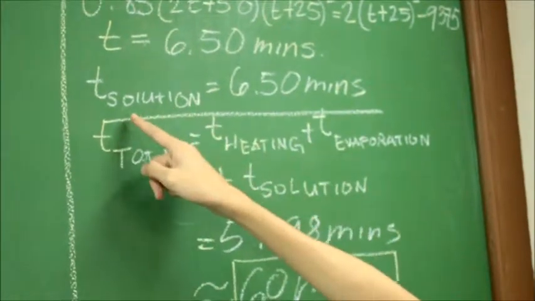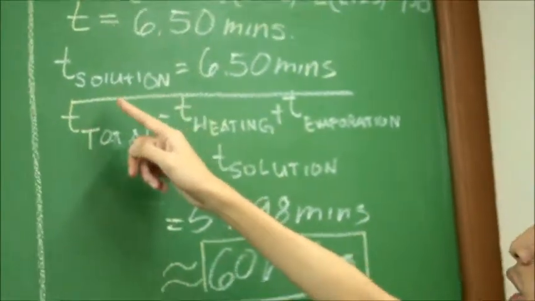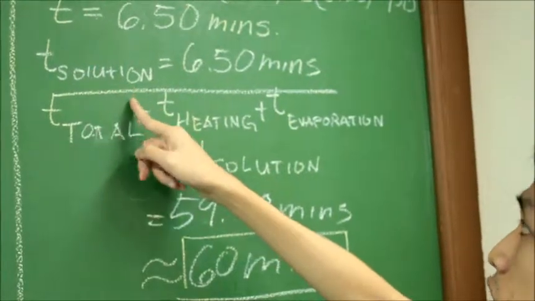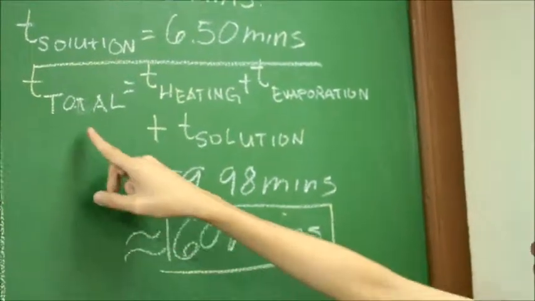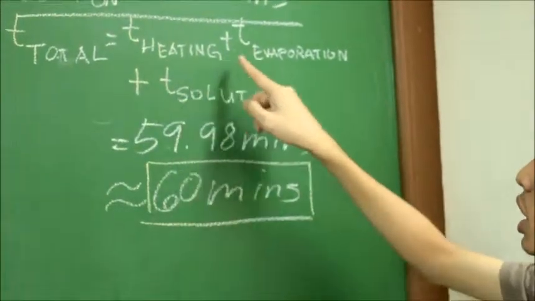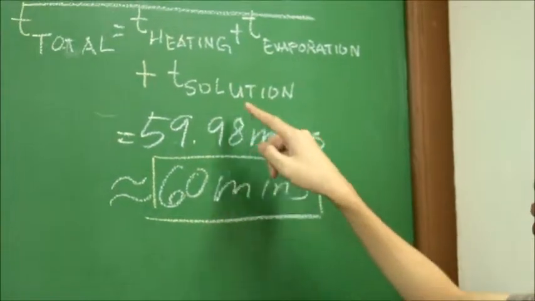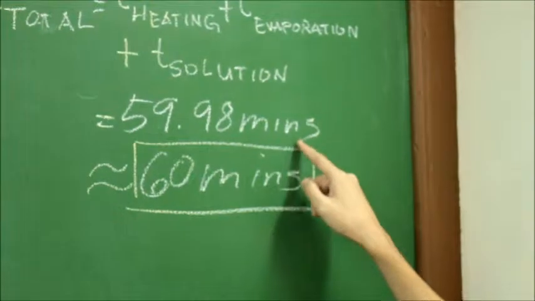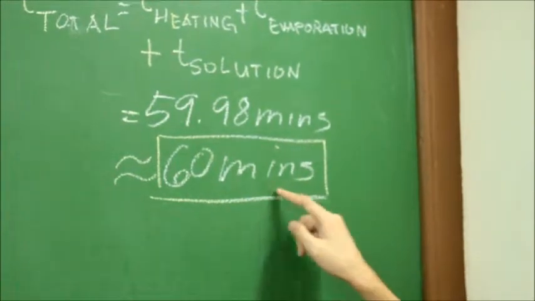This is the time it takes to get the required concentration of the solution. And to get the total time, we add the time for heating, evaporation, and solution, which is equal to 59.98 minutes, and it is approximately 60 minutes.